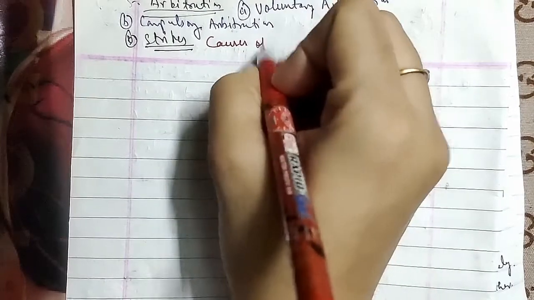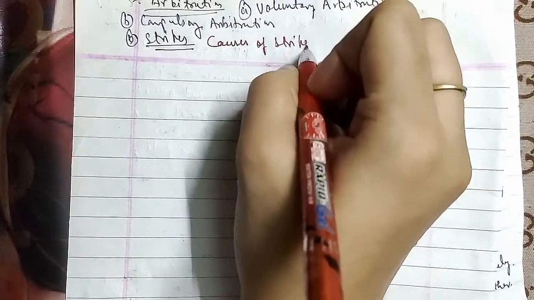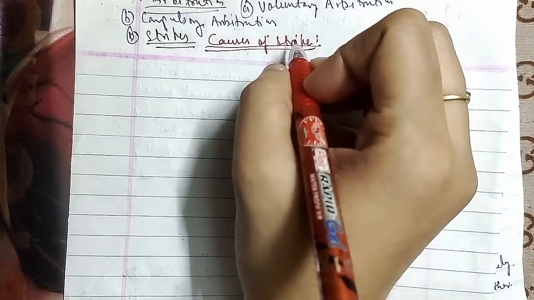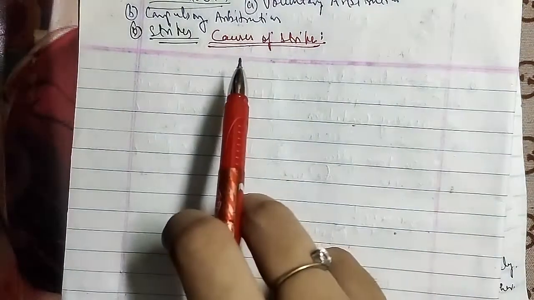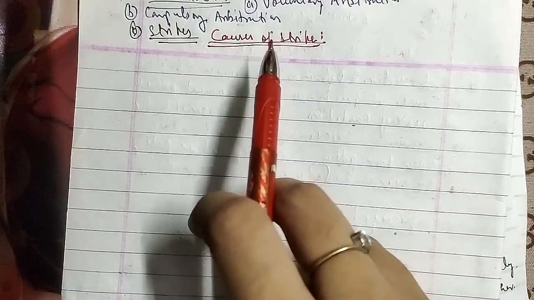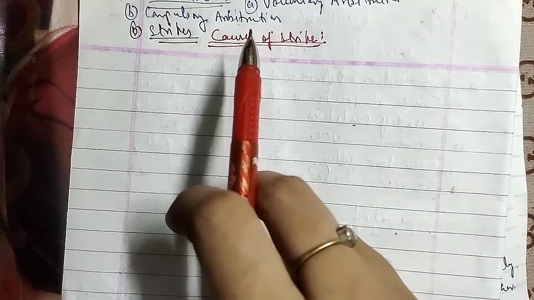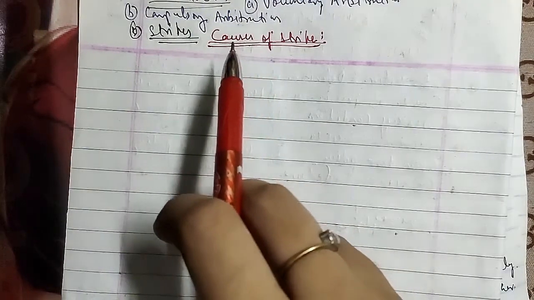The causes of strike. Strikes can occur because of the following reasons. The first is dissatisfaction with the company policy, salary and incentive problems, wrongful disciplines or the dismissals of workmen. These were the causes of strike.